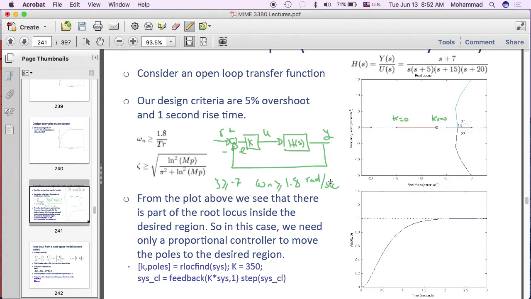So the next question is, what value of K will allow you to satisfy these requirements? And I'll give you a minute to use MATLAB and find that value of K. So go ahead and use MATLAB to create the root locus, and from the root locus, find the value of K that would give you zeta of 0.7 and more, and natural frequency of 1.8 radians per second and more.